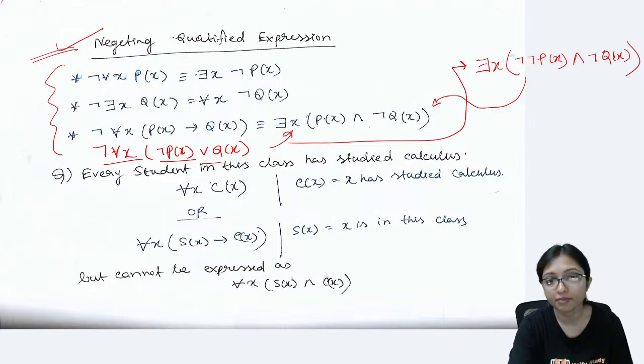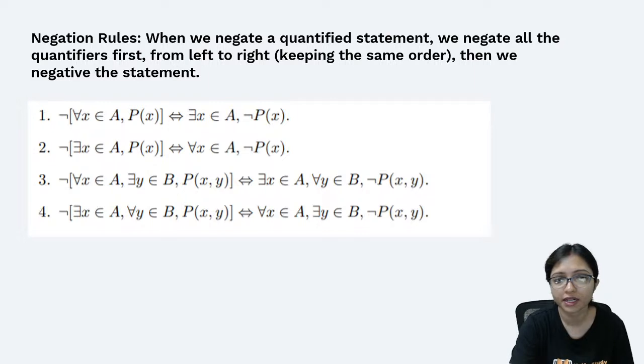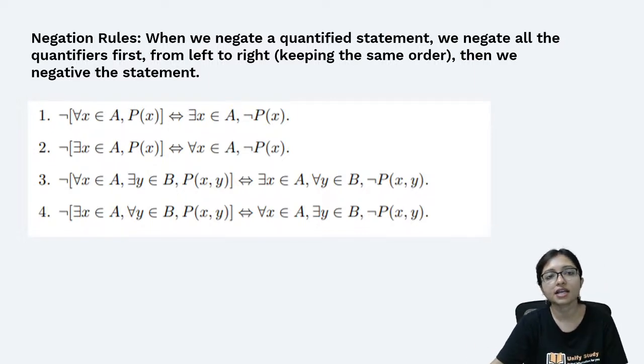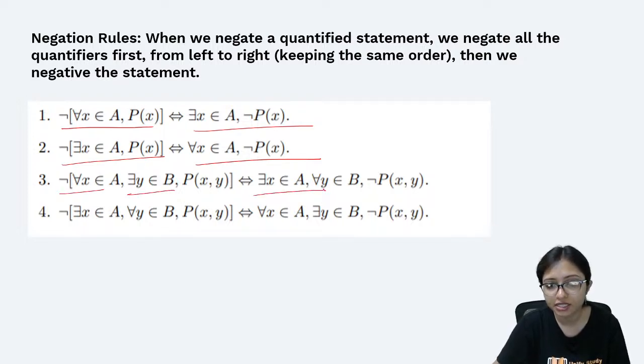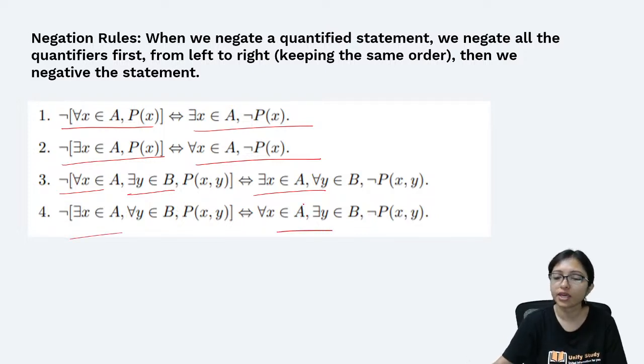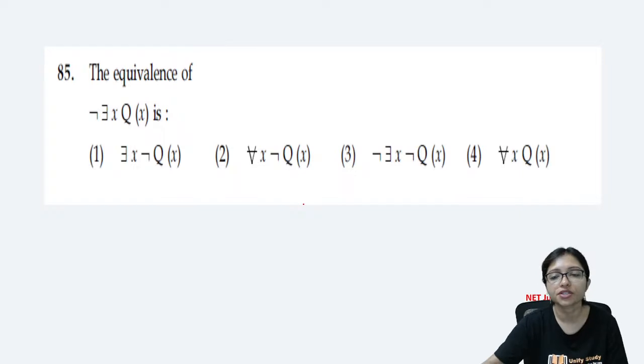Questions I am coming to, but this concept should be clear. After that only you can do the question. So these are some negation rules. You can see for all x is changing like this. There exists will be changed like this. Here for all and there exists together, it is changing like this, and it will be changed like this. Okay, clear? Chalo, question.